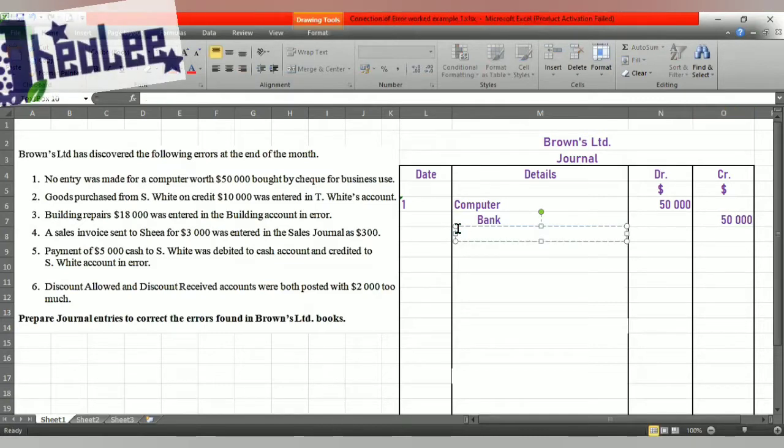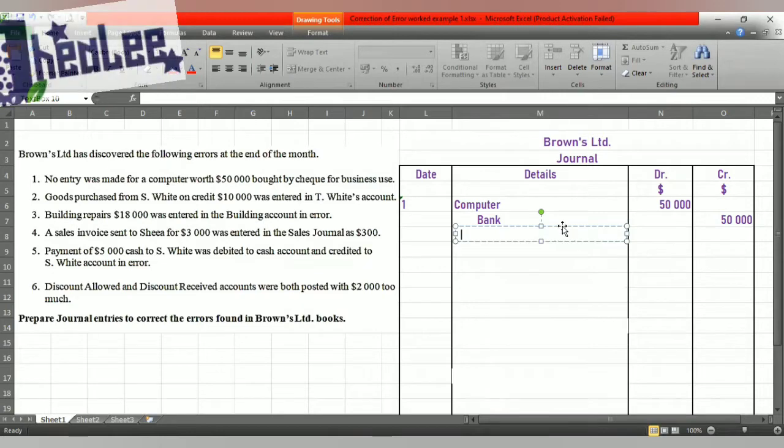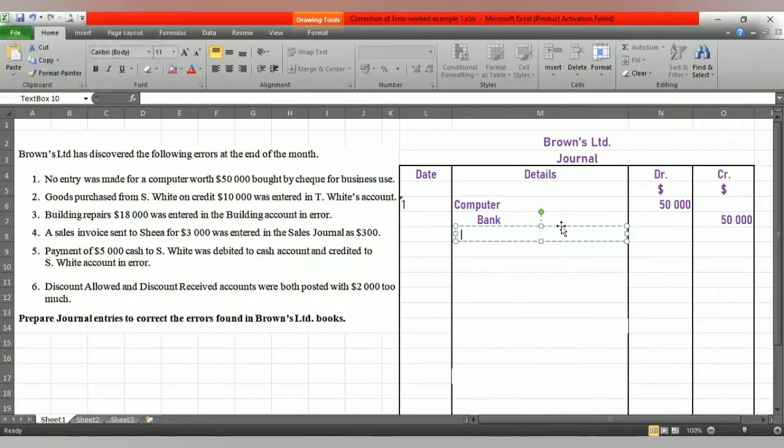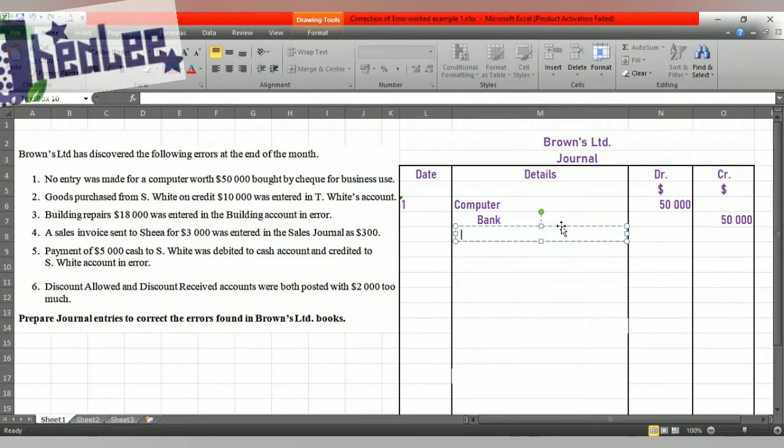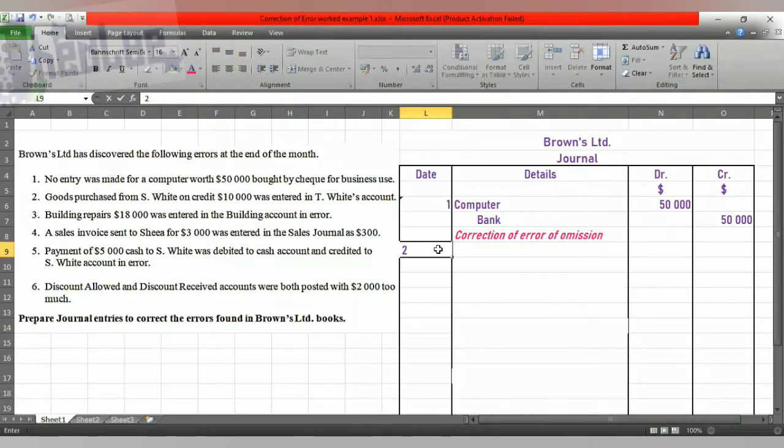Now, based on this error that you have corrected, normally when you're doing the journal, you would prepare what is called narration, which is a description of the entry that was made in the journal. So what can we write as the narrative for this correction that was made? And it is just simple correction of error of omission. Okay, now we're going to look at number 2.